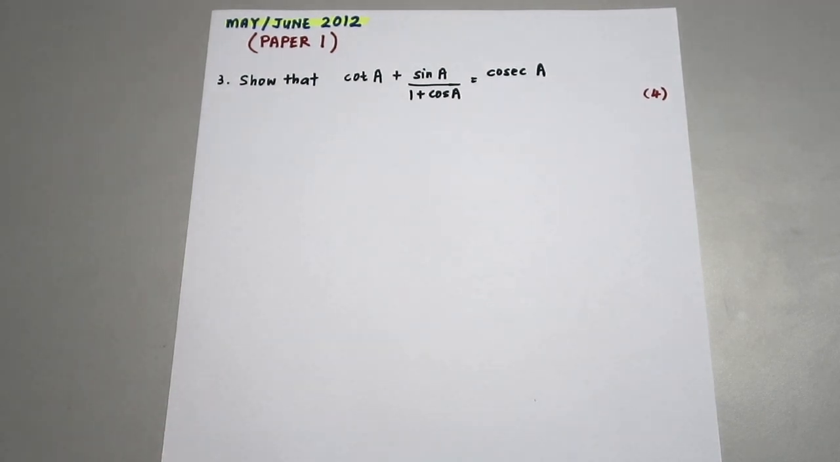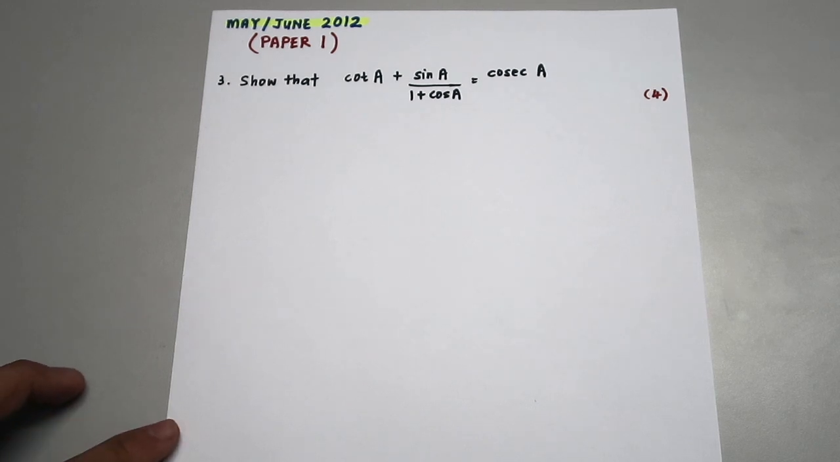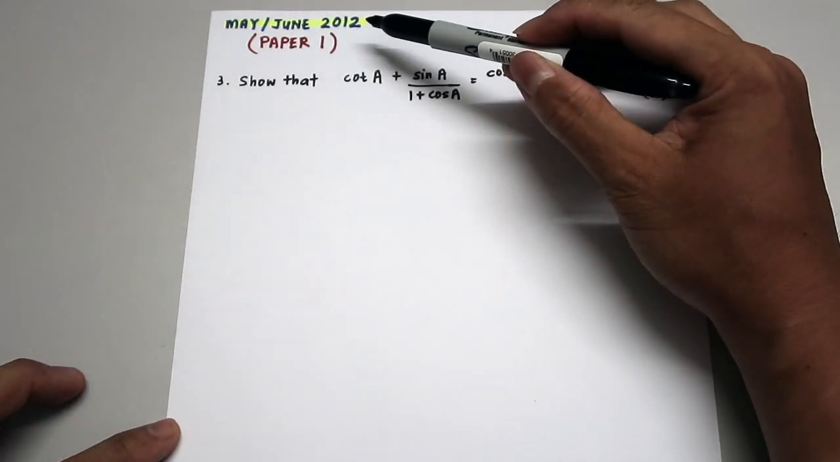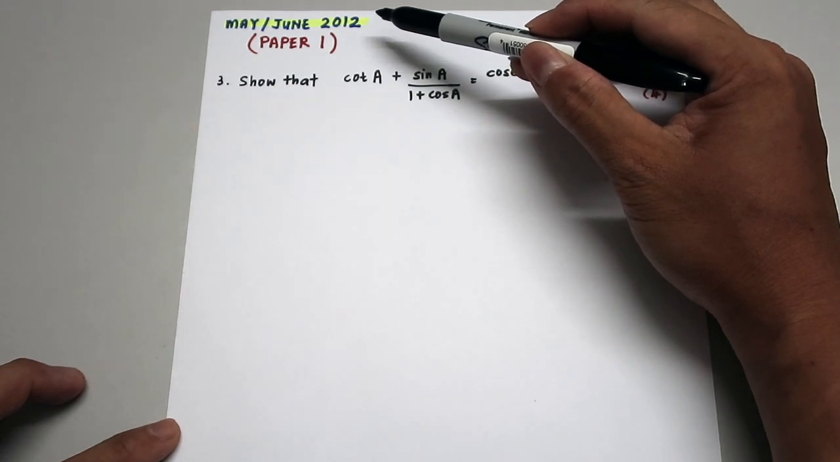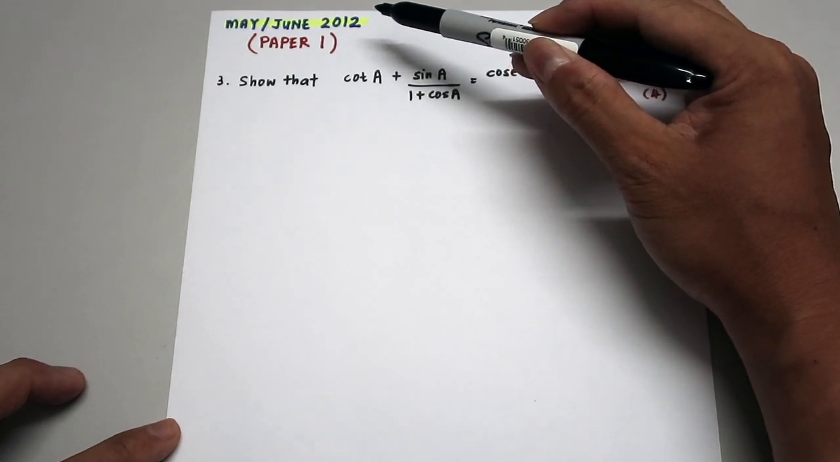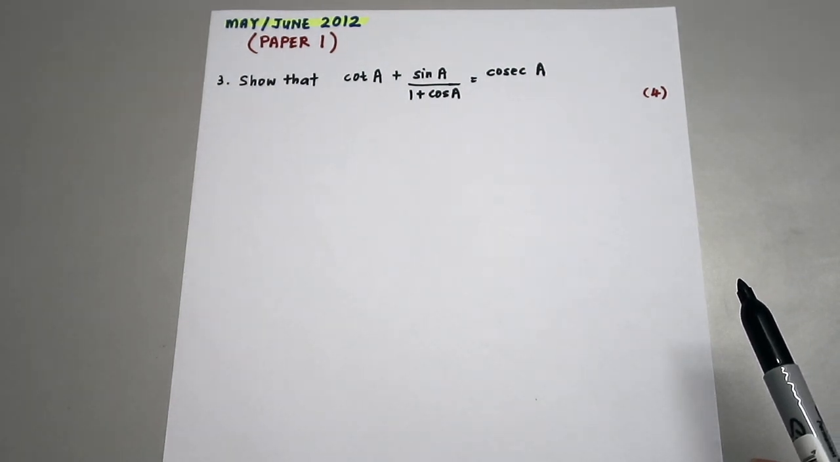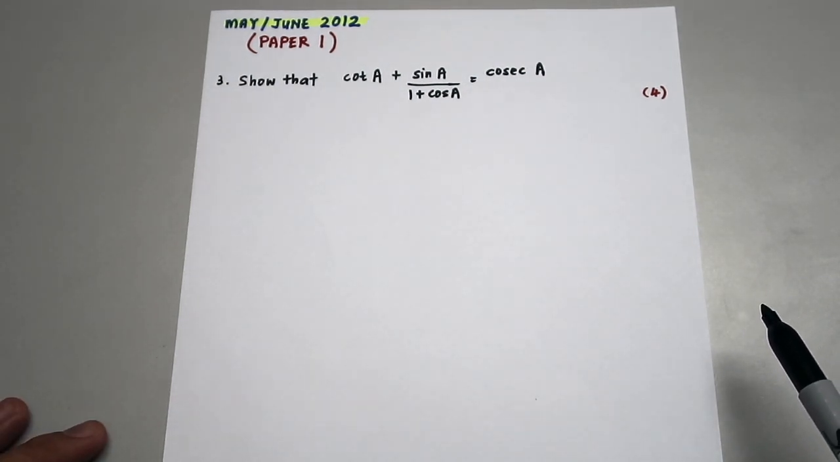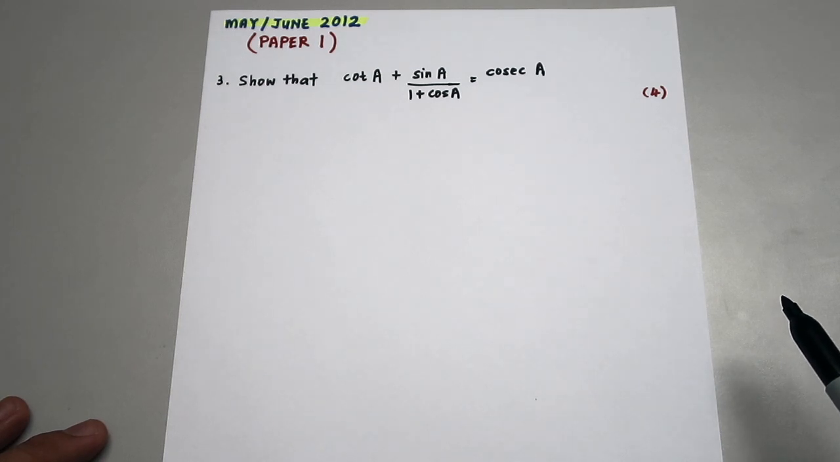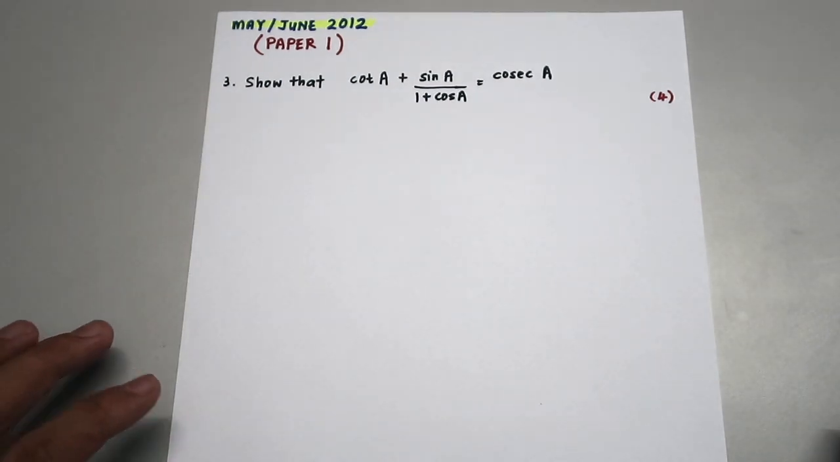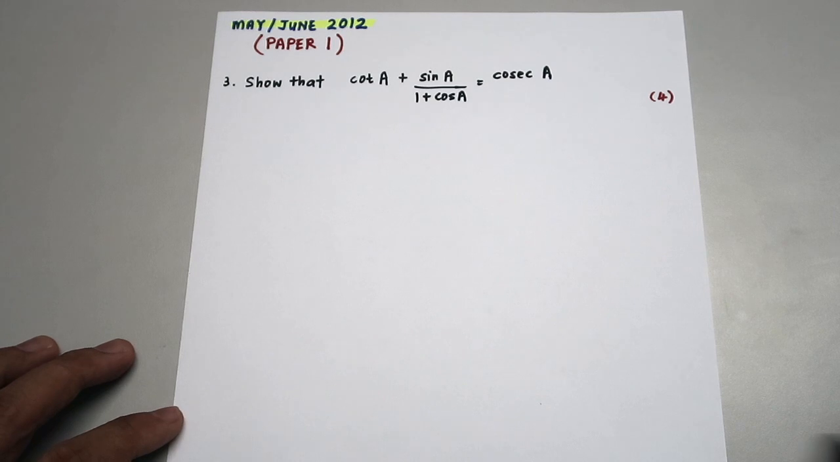So our first question is from the 2012 paper, May-June, paper 1. And the question is, show that cotangent A plus sine A over 1 plus cos A equals cosecant A. So how do we go about this question?